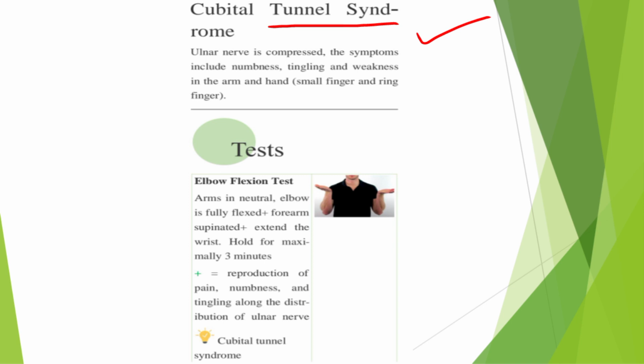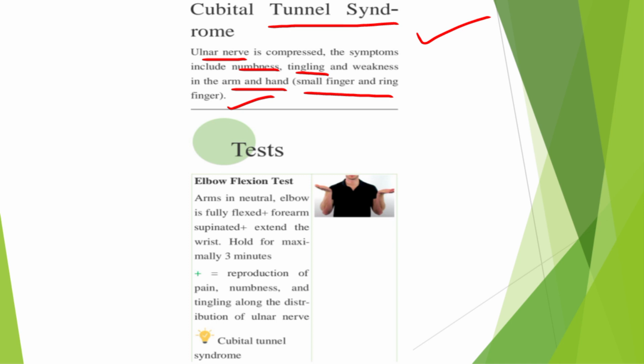syndrome. Carpal tunnel syndrome is due to compression of the median nerve, while cubital tunnel syndrome is due to ulnar nerve compression. The nerve compression symptoms are the same, that is numbness, tingling and weakness. In the case of the ulnar nerve, the weakness is in the arm and the hand, where the ulnar nerve supplies the small finger and the ring finger. The symptoms arise in the small and the ring finger of the hand.